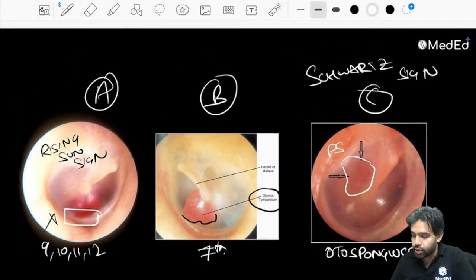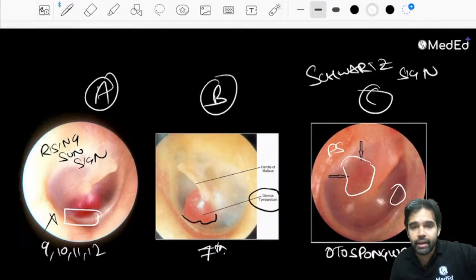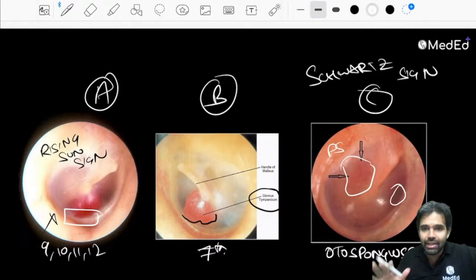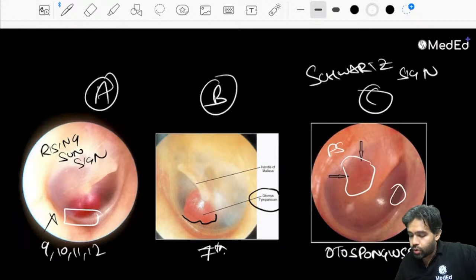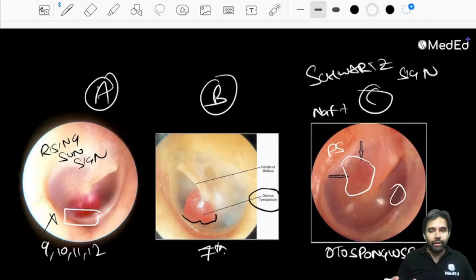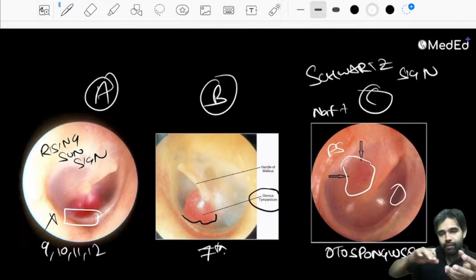You can see the eustachian tube opening very nicely over here, cone of light, everything is fine, but in the posterior superior quadrant you can see this slight change of pink color. In this case you do not do any surgery, you give sodium fluoride. Sodium fluoride will convert the spongiotic bone into sclerotic bone, and then you can do a stapedotomy.